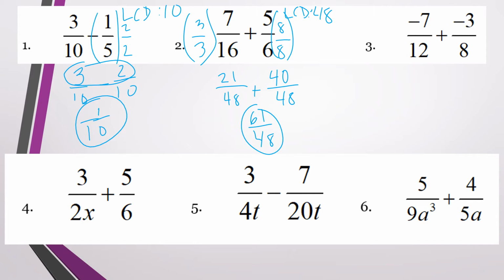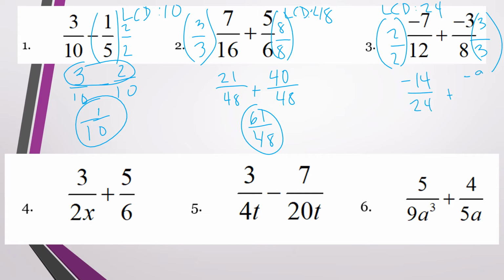For number 3, so multiples of 12 would be 12, then 24. 24 is a multiple of 8, so my LCD is going to be 24. In order to get from 12 to 24, I need to multiply by 2. In order to get from 8 to 24, I need to multiply by 3. So I'm going to have negative 14 over 24 plus negative 9 over 24. You'll add those two together on the top, and you get negative 23 over 24 as your final answer, and you cannot simplify that.